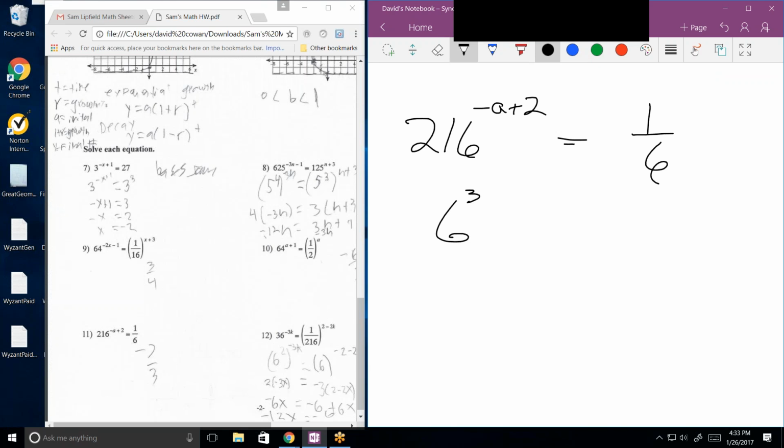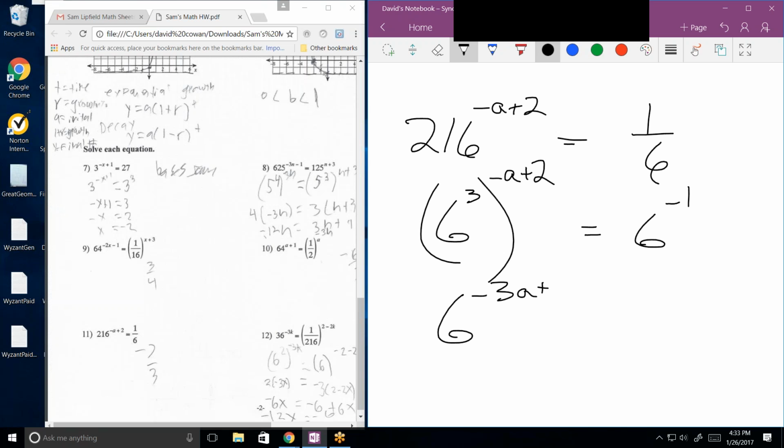They're always going to be a small number. In other words, they're not going to give you a problem where this is 6 to the 7th power. Nobody knows what that is without a calculator. How do I write 1/6? 6 to the negative 1. What's the next line, using the rules of exponents? It would be 6 to the negative 3a plus 6 equals 6 to the minus 1.